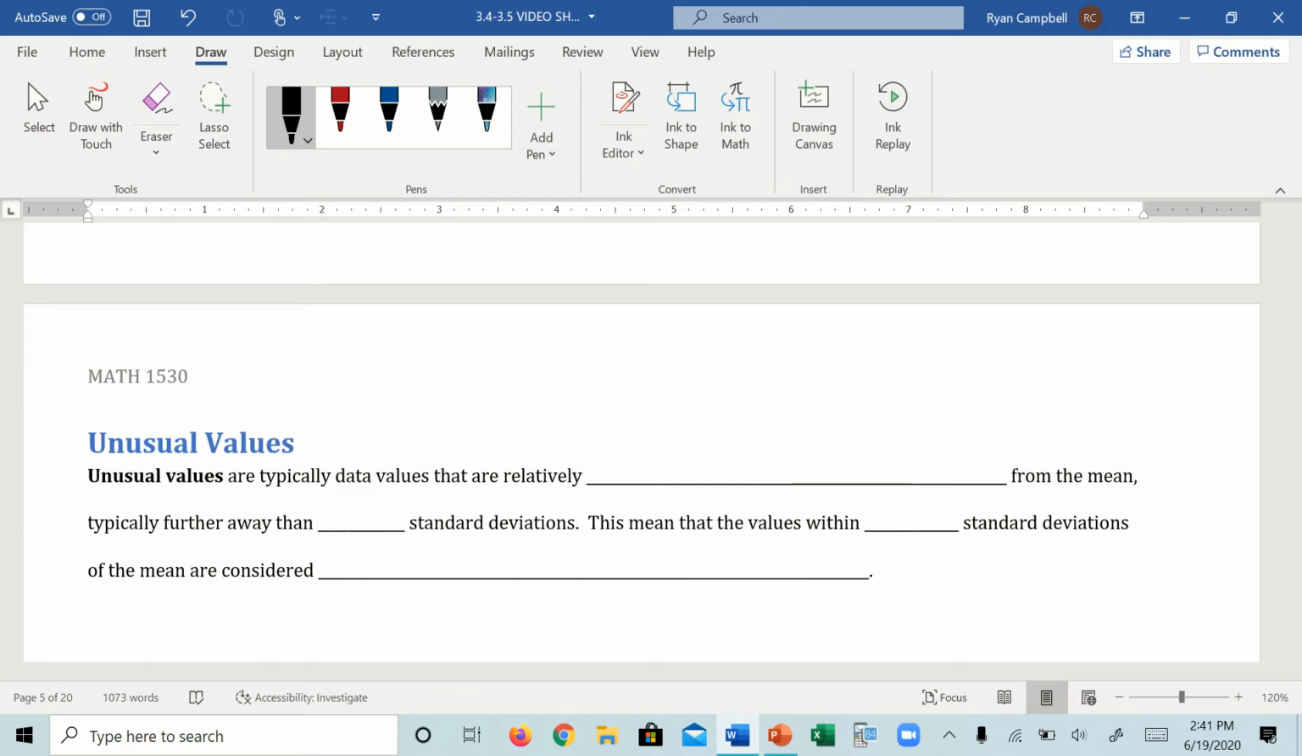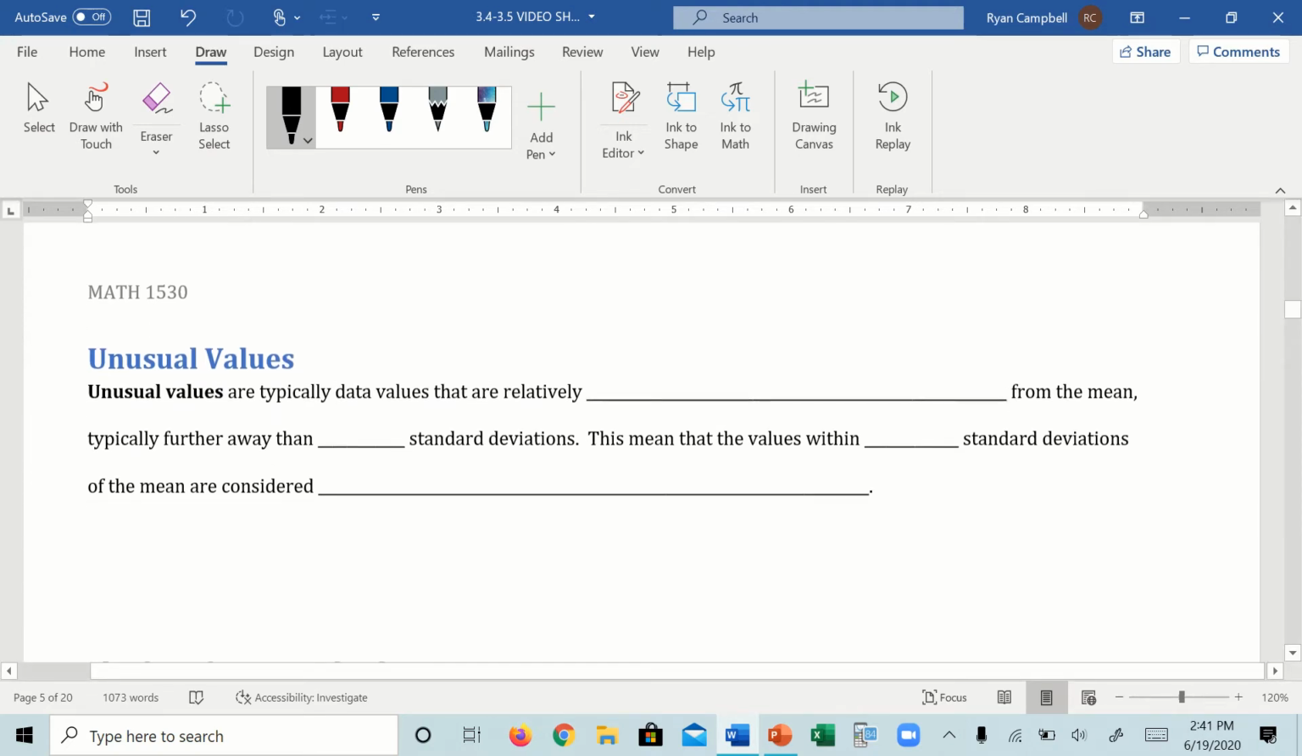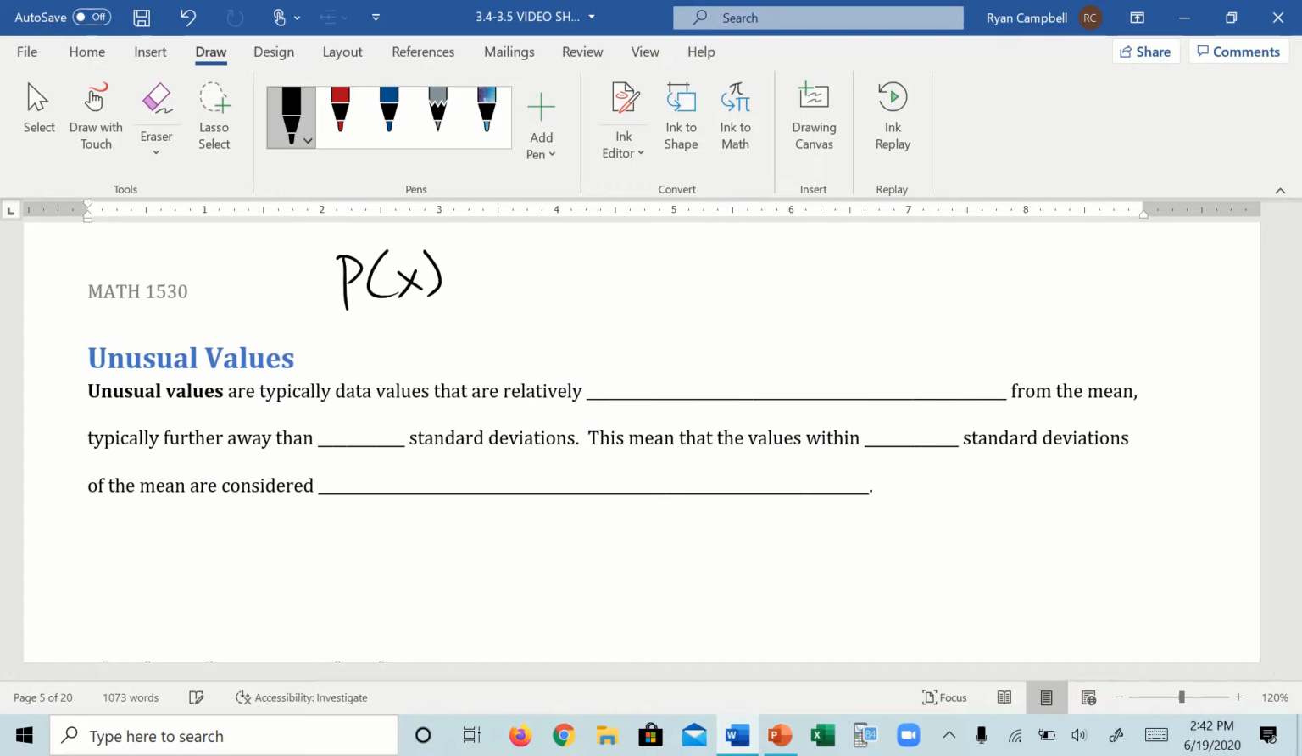So now we can start talking about unusual values. Unusual values we've already talked about. One definition to know that something is unusual is that the probability is less than or equal to 5%. If the probability of an event is less than or equal to 5%, we know it's unusual. However, what if we don't know anything about the probabilities? Well, we have a second definition to determine unusual values.